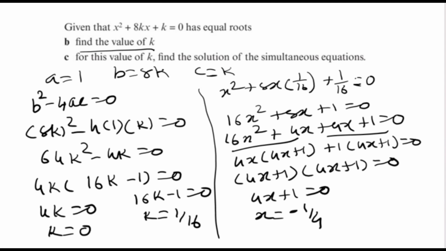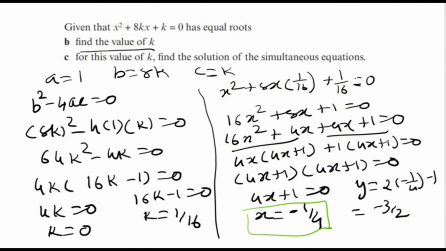So x is equal to minus 1 over 4. To find the value of y, we are using another equation. y is equal to 2 into minus 1 over 4 minus 1. So that will give you minus 3 over 2. So this is our simultaneous equation solution: x is equal to minus 1 over 4 and y is equal to minus 3 over 2.